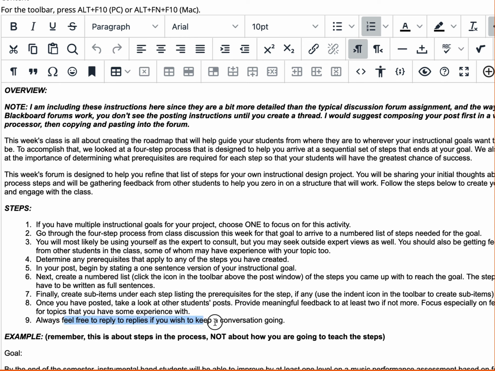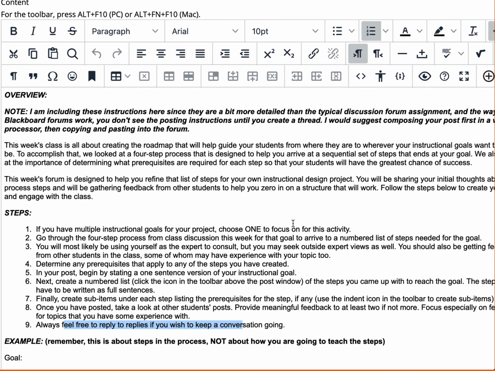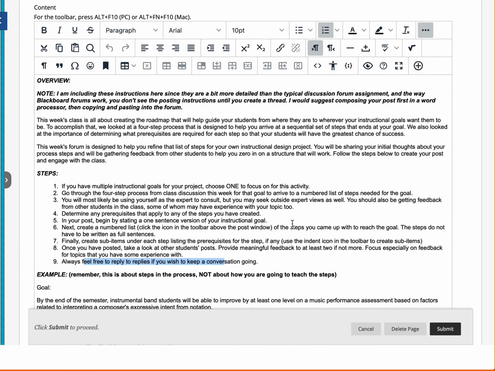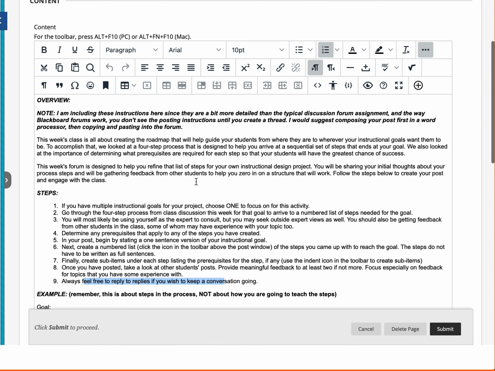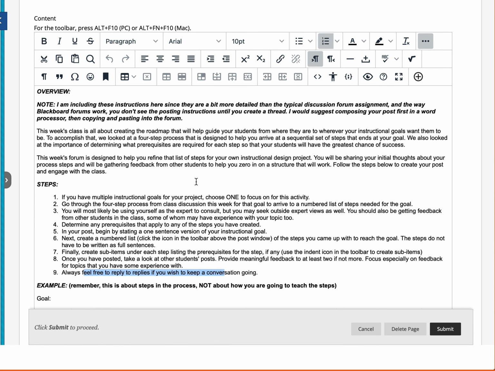And then you can always reply to replies. If somebody posts to yours and has a good idea, you can always reply back to them and have a little conversation about it. But that's sort of the point of the forum structure, or the forum method.